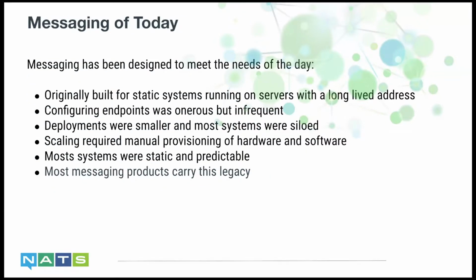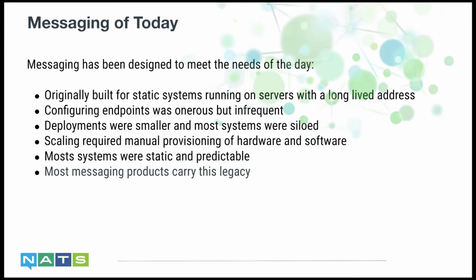A lot of the messaging technologies today were built for static systems. I've been around in this industry long enough to remember when the requester was on one machine, and the server was on another machine, and you knew the IP, and it didn't change for years, right? And that was that service model where I'd ask a question and get an answer back, whether it was a database or whatever. You didn't have to configure endpoints very often. They were onerous sometimes, but it was very, very infrequent.